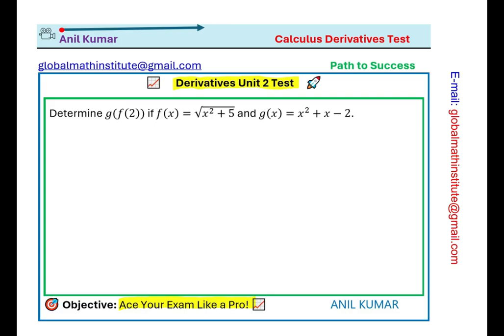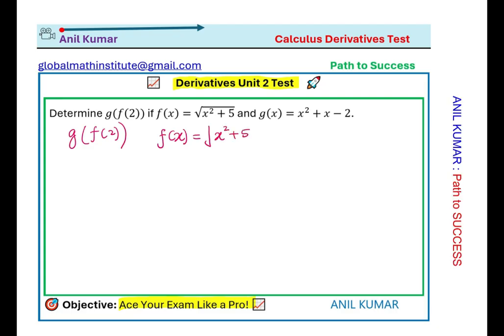So let's begin with the solution of this particular question, where we need to find the value of g of f of 2. The functions given to us are f of x equals the square root of x squared plus 5, and g of x is given to us as x squared plus x minus 2. So when you have this composition, first is the inside function, right? We need to start always with the inside function.